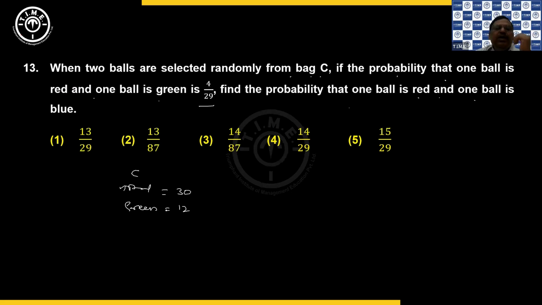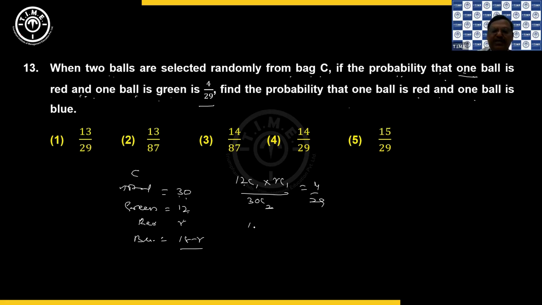So now, let's see students, the probability of one ball is red and one ball is green. So let's say students, red balls are R. Then what is blue balls? Blue balls will be 30 minus 12 minus R means 18 minus R, right? So now one ball is red and one ball is green means probability of selecting one green ball will be 12C1. Probability of selecting one red ball will be RC1 by, we are selecting total how many balls please? 2, no? Out of 30 balls means 30C2. That is equal to 4 by 29.